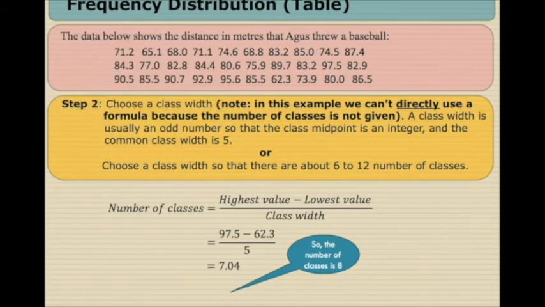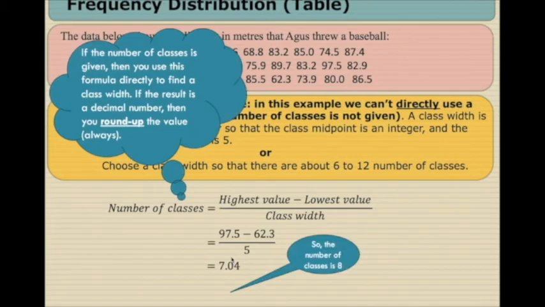Sorry, let me just go back a bit. One of the rules says whatever value you have, you round it up. So this is equal to 8. So the number of classes is 8, which satisfies this, because you must have 6 to 12 classes. If the number of classes is given, say we know the number of classes, then you may use this formula directly.